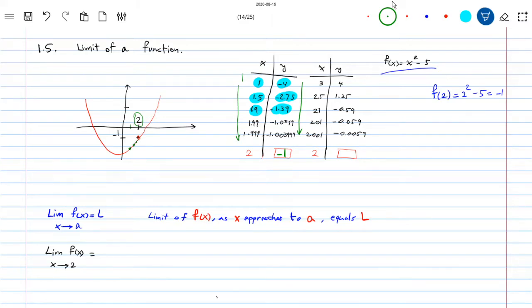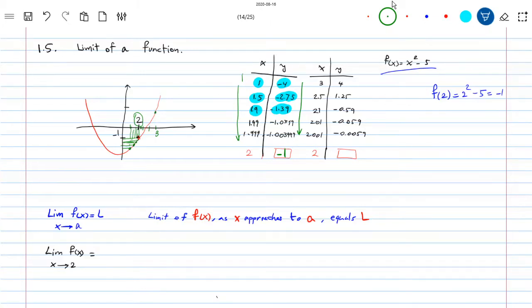So if I follow these points, at 2 I expect the y value of negative 1, because the y values here are getting closer and closer to negative 1. Look at the y values. If I pick the x values getting closer and closer to 2, the y values are getting closer and closer to negative 1. What if I pick the x values from the other side? What if I start with 3 and go 2.5, 2.1, 2.01? What happens to the y value?